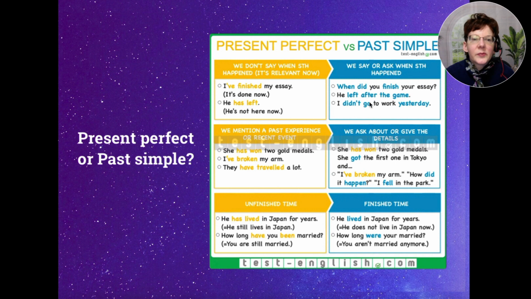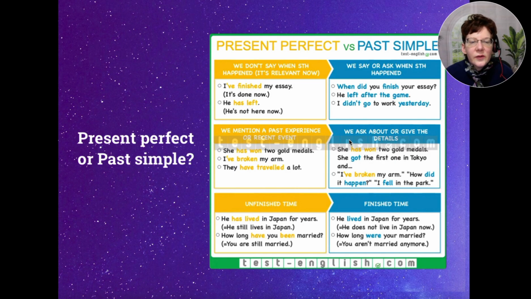Now, the past simple, we use this when we say or ask when something happened. For example, when did you finish your essay? So we're asking about details here. Or we've got he left after the game. So this doesn't say when, but here we're saying after the game. So it's a specific time.